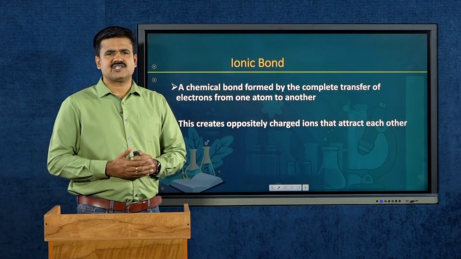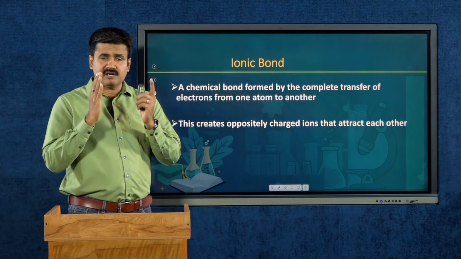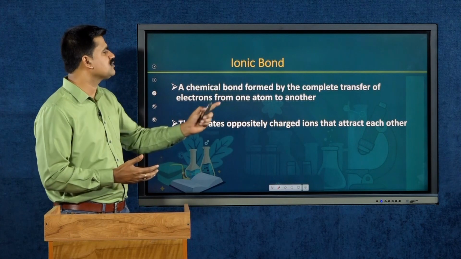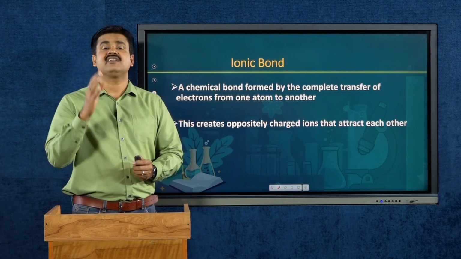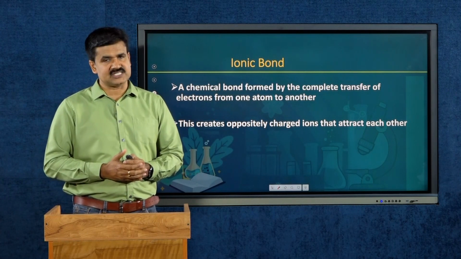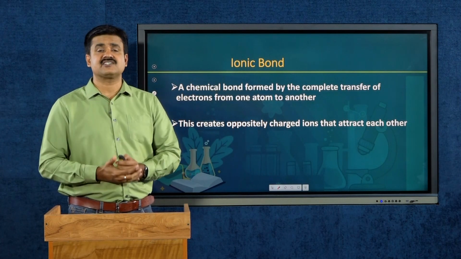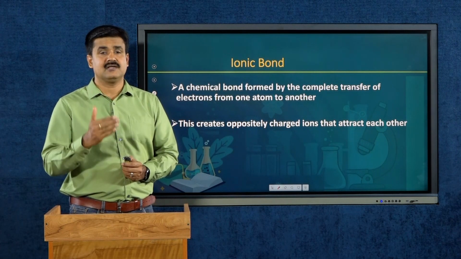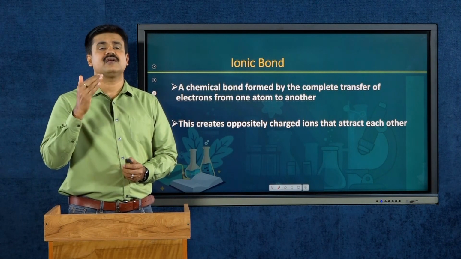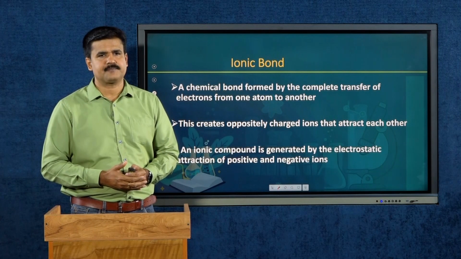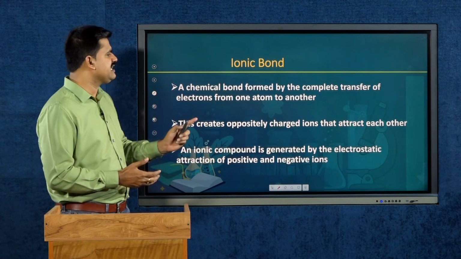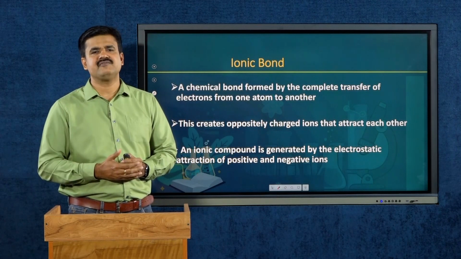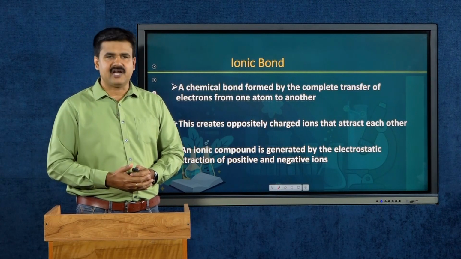During the formation of ionic bonds, there occurs the formation of oppositely charged ions, and these ions will attract each other. The force of attraction between oppositely charged ions is known as Coulombic force of attraction or electrostatic force of attraction. An ionic compound is generated by the electrostatic force of attraction between positive and negative ions.